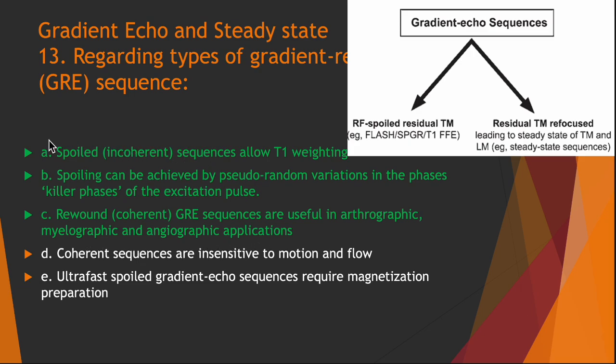Now, as I told you, the spoiled, that is incoherent, GRE sequences increase the T1 weighting of the tissue to be put on the screen. Similarly, coherent GRE, that is the rewound or rebound GRE sequences, give rise to more T2 tissue characteristics. So the water will appear white on all these sequences. That's why they are very useful for arthrographic, myelographic and angiographic applications.